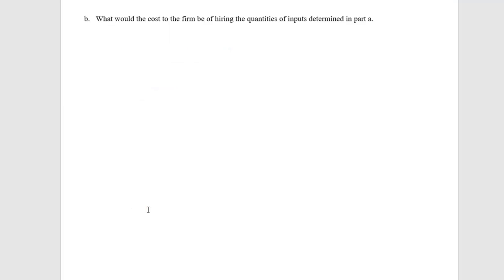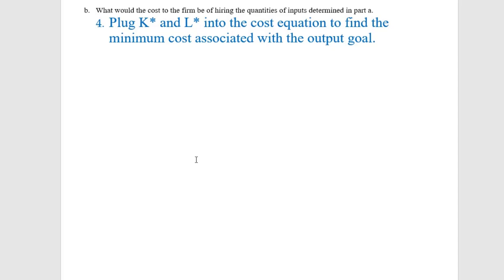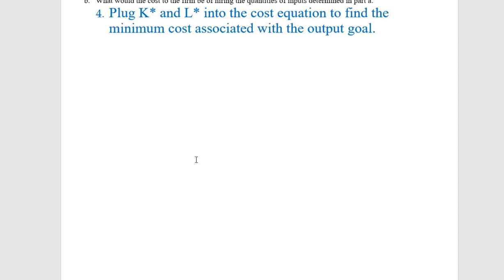And as I mentioned in class, we may want to estimate the cost to the firm of hiring these quantities of the input. You may recall that step 4 was to plug K star and L star into the cost function to find the minimum cost associated with the output goal. Well, we didn't actually define the cost function yet, so we should do that.